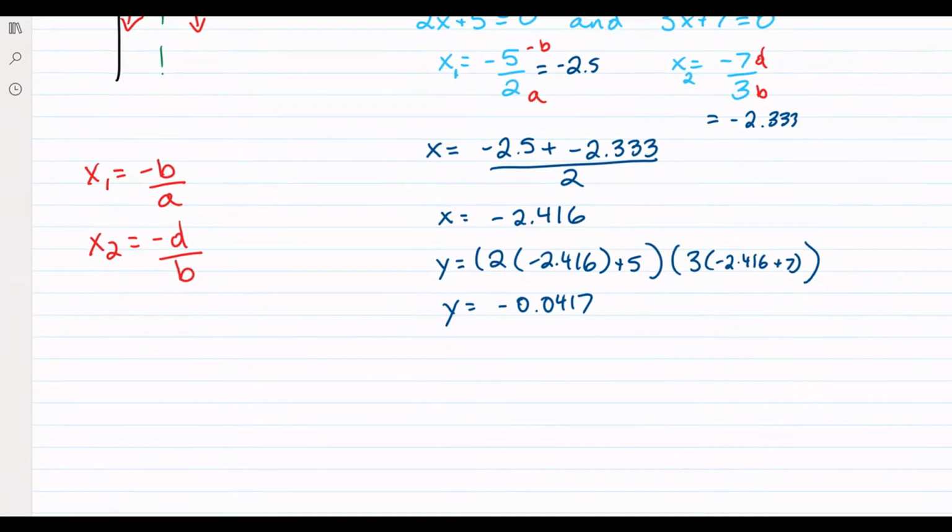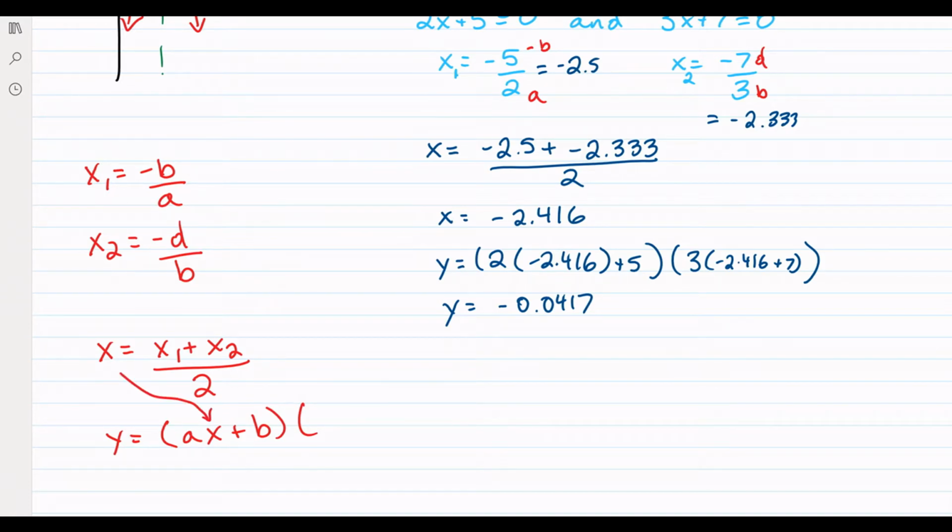Okay, and the x value of my vertex would be (x1 + x2) divided by 2, and then the y value of the vertex is just going to be a times x plus b, where this x is from here, just plugging it back into the original formula, (ax + b)(cx + d). Whew.